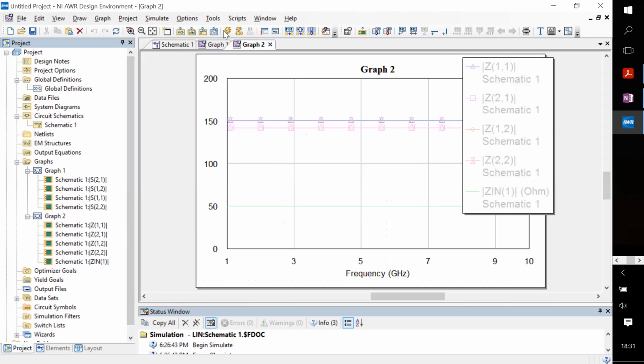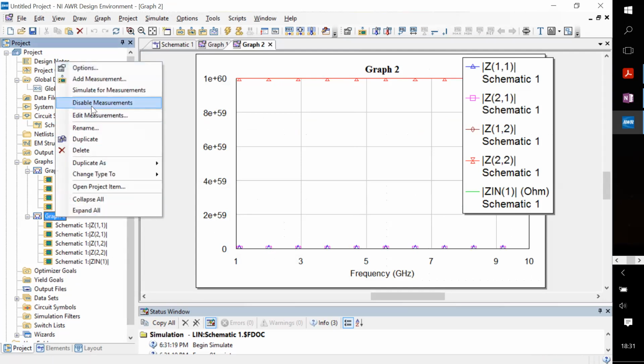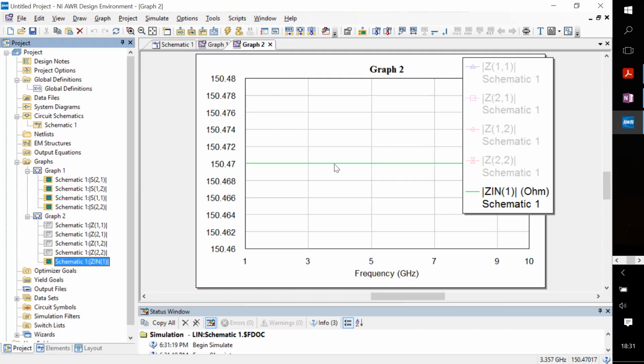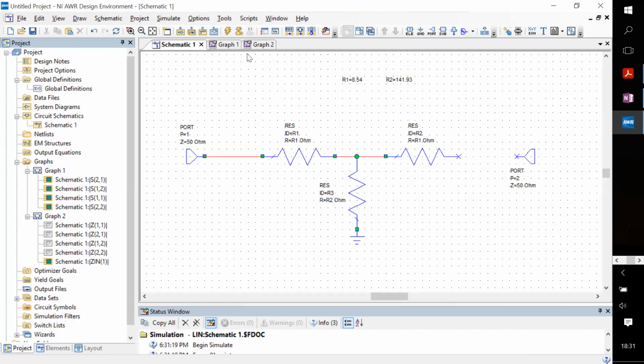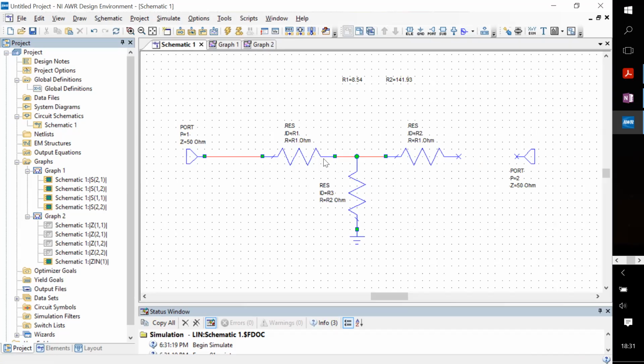So we can see this, that if I now disconnect this terminal here, of course all the other things will also get messed up, but the Z in is okay, this is, I guess, no problem. Let me just disable. Yeah. Now this is measuring, sorry, not 140, what was this? 150.47, which is essentially the sum of these two. And that makes sense because now with this thing open circuited, you have just these two resistors in series, and that is what would be the input impedance.